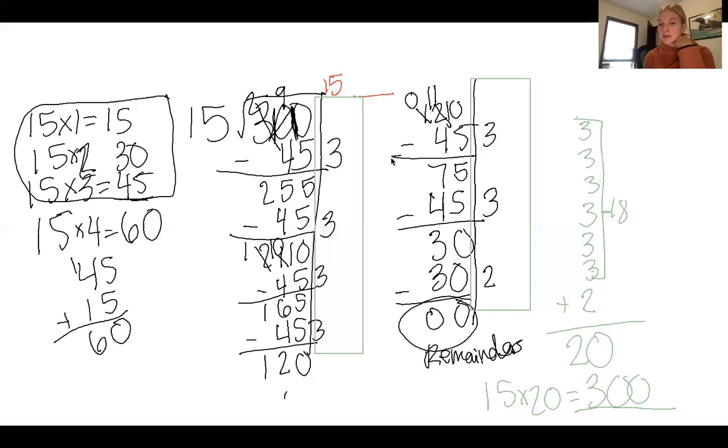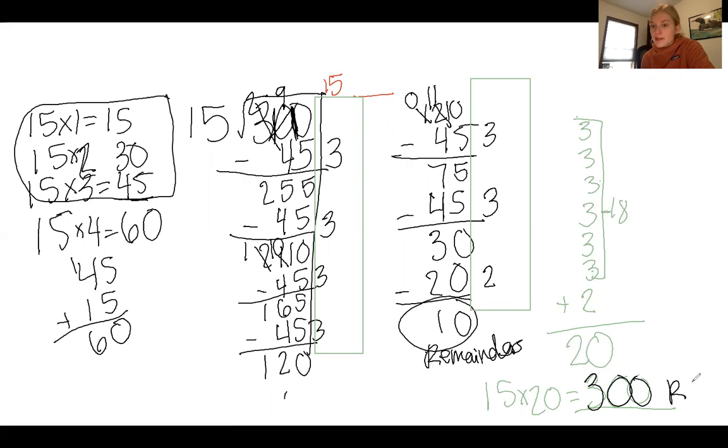But again, before we leave, if I had something left over for a remainder, pretend I had 30 minus 20 for some reason. I had 10 left. Well, I know that 15 doesn't go into 10, and in my answer here, my answer would be 300 remainder. We normally just put an R for remainder 10. That's it. That's what we would do if we had a remainder in our problem.